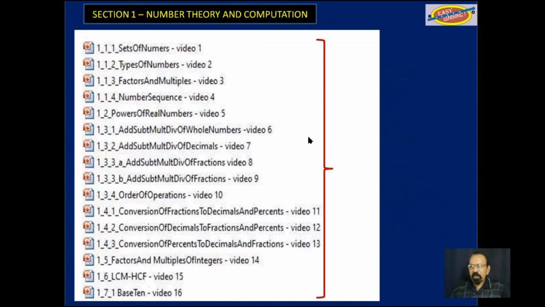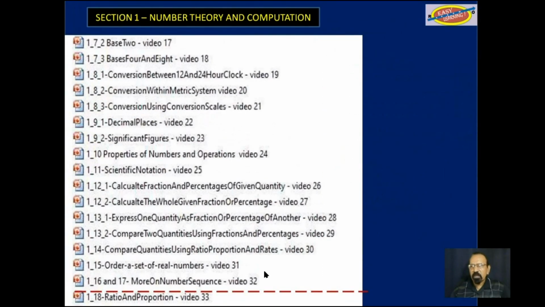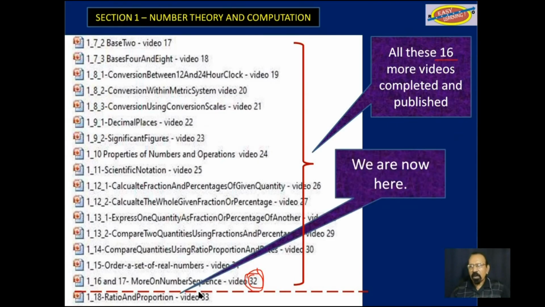So these 16 videos, as you know, have already been completed and published, plus those other 16 there. That would make it 32. And now we are on this last video, but as I said, this video based on objective 18, most of it has already been covered in objective 14, where it also talks about ratio, proportion, and rates.